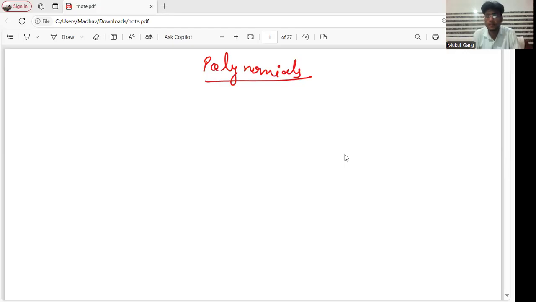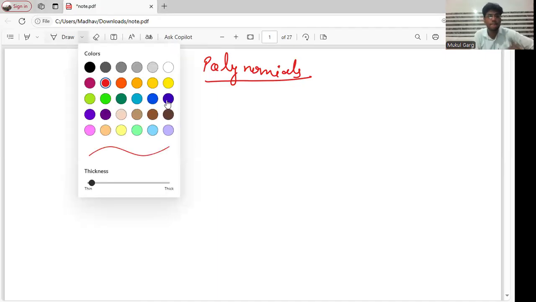So today in this session we are going to start the new chapter of polynomials. So let's get started without wasting any time. So first of all, let's understand what a polynomial is. But before understanding the polynomials, we need to understand what actually an algebraic expression is. And before understanding the algebraic expression, let's understand what do you mean by expression.